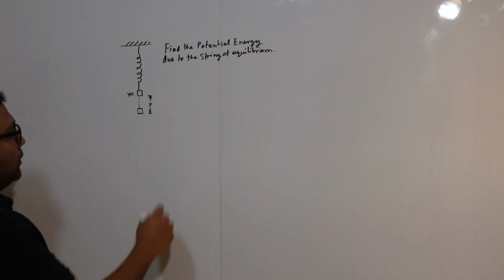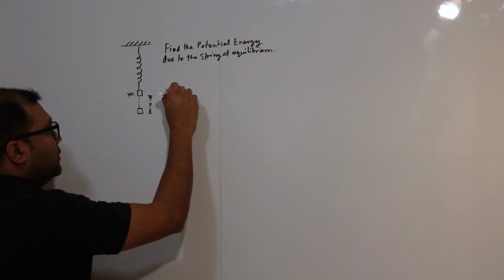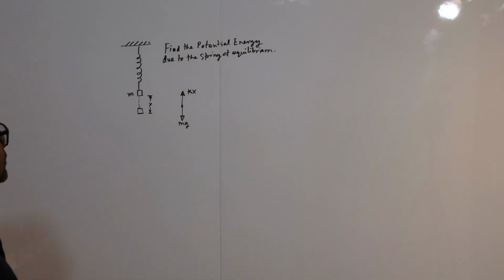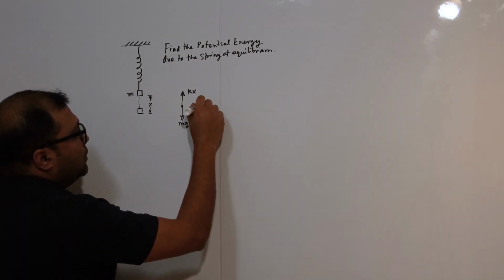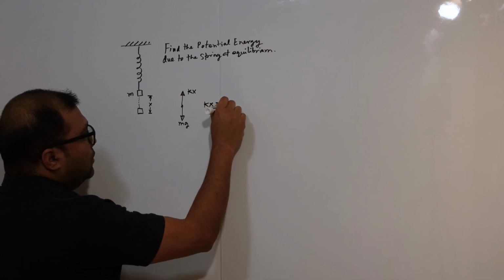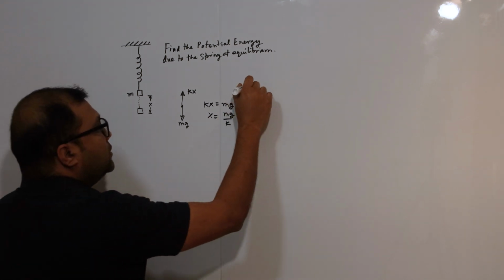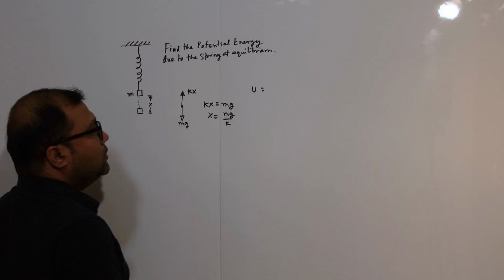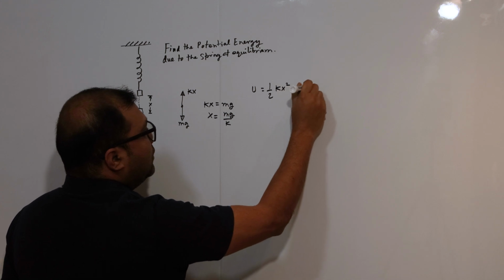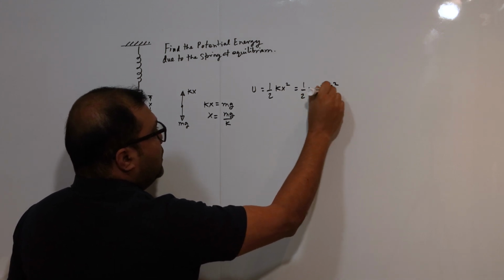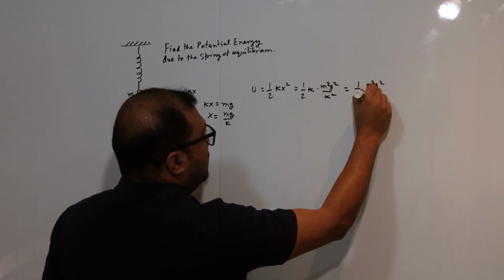Okay, so when it is at equilibrium, there is mg force acting here, and there is spring force kx acting in the opposite direction. Because it is at equilibrium, kx is equal to mg, or x we can say is mg by k. Now potential energy due to spring is half kx square, so you can write half k m square g square by k square, or this is half m square g square by k.